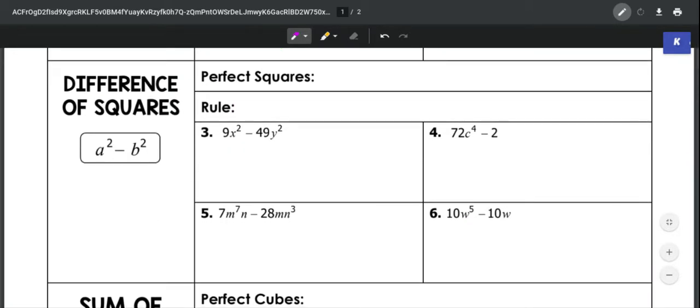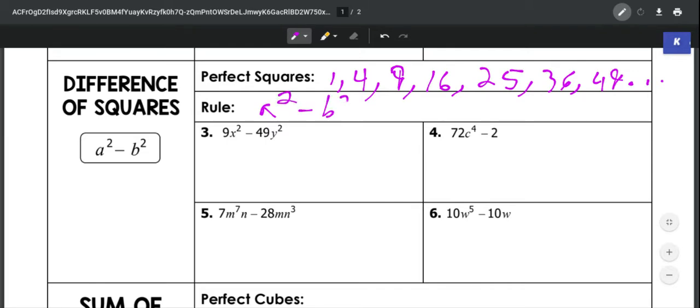Now, difference of squares, we did this a little bit. We're going to get into it a little bit more. Perfect squares are any numbers that you can take the square root of evenly. So numbers like 1, 4, 9, 16, 25, 36, 49, and so on. The rule for this, the way that we rewrite this, is if we can square a and we can square b, meaning we can take the perfect square of those, then we rewrite this as a minus b times a plus b.